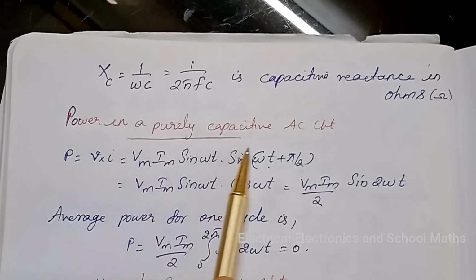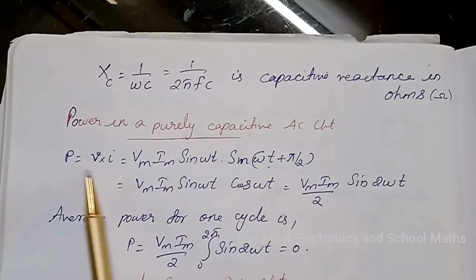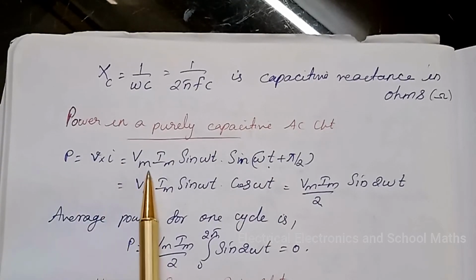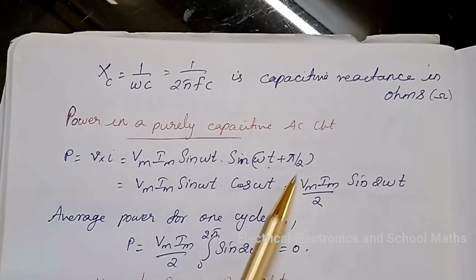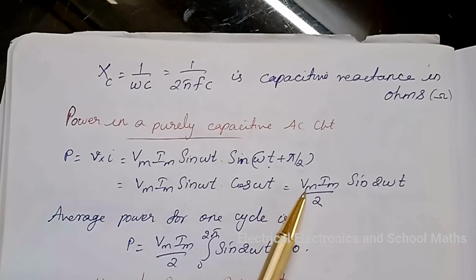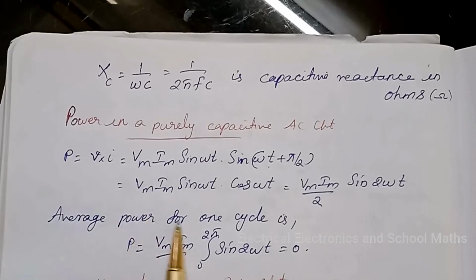Next is power in a purely capacitive AC circuit. The instantaneous power is given by P equal to V into I, where V is Vm sin omega t and I is Im sin omega t plus pi by 2. Then after solving, we get Vm Im by 2 sin 2 omega t. While taking the average power for one cycle, we get its value as 0. So, the average power demand in a purely capacitive AC circuit is 0.